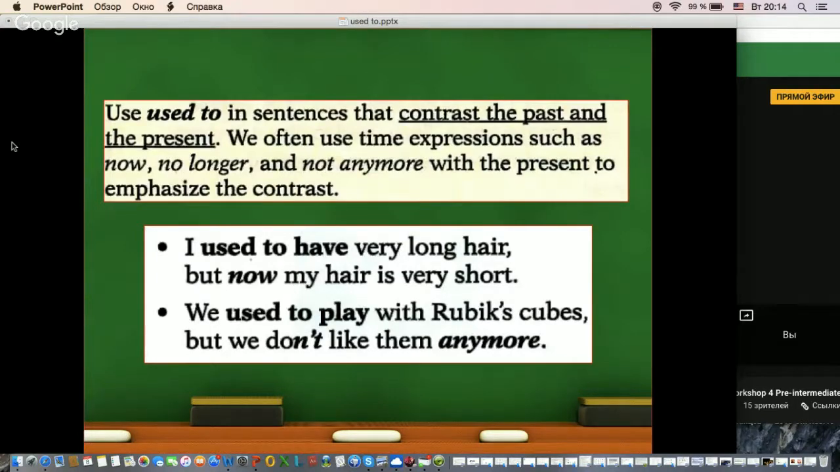Or we used to play with Rubik's cubes, but we don't like them anymore. Maybe you remember that once Rubik's cubes used to be very, very popular among not only children, but even adults. So, it means, что когда-то, раньше, мы все играли с кубиками-рубиками, но мы не любим их больше. Сейчас они нам не интересны. Более они не представляют никакого интереса. Чтобы подчеркнуть разницу между прошлым и настоящим, мы используем слово anymore, то есть больше нет.